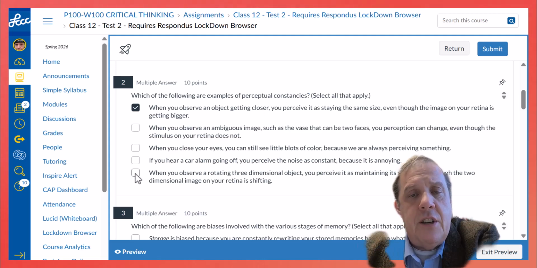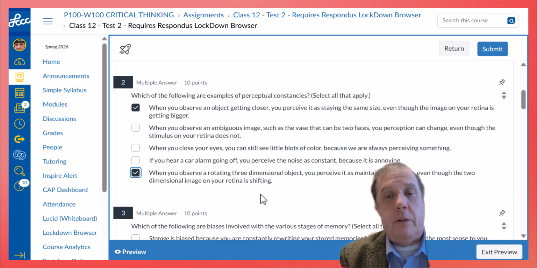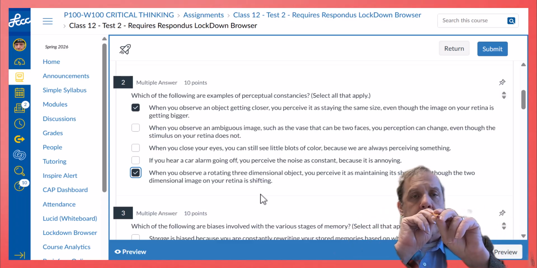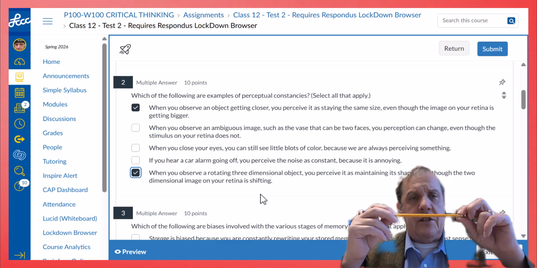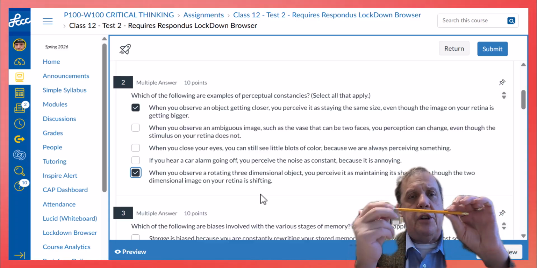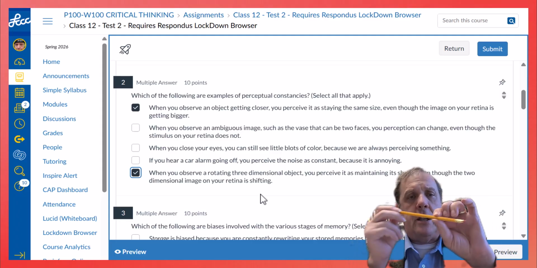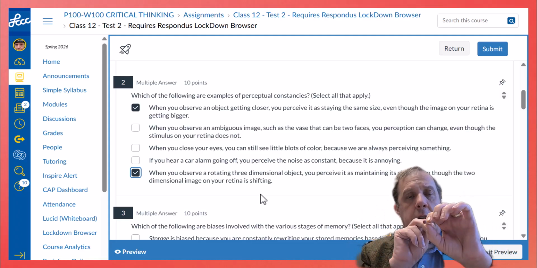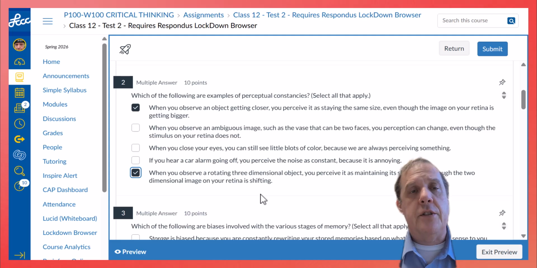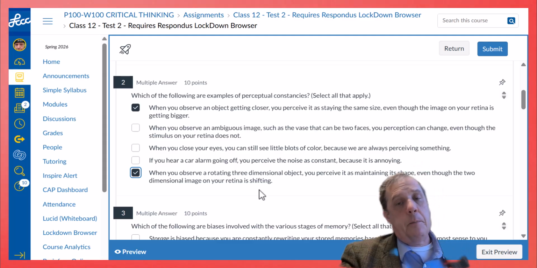The other example that we discussed in class is perceiving a rotating three-dimensional object. So this pencil, you perceive as a line. Now, I'm sorry, the image on your retina is a line. The image on your retina here is a circle, but you don't perceive the object as changing shape. You perceive it as rotating in three-dimensional space, right? So again, perceptual constancies are about how your mind changes the two-dimensional image on your retina back into a three-dimensional image. And what that means is you perceive some things as staying the same, even though the two-dimensional image is changing.